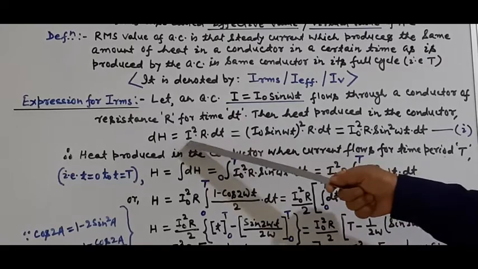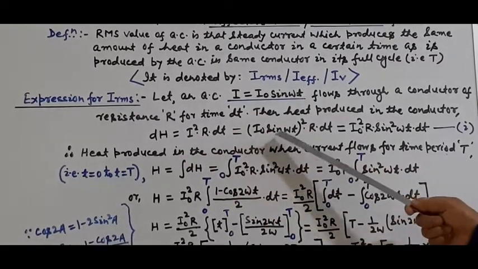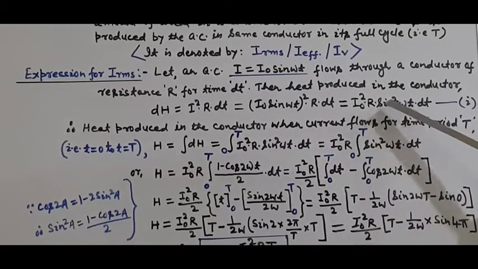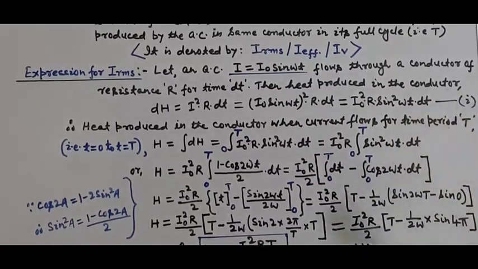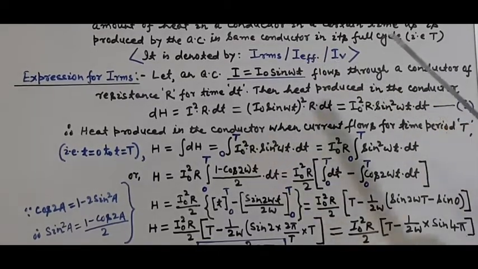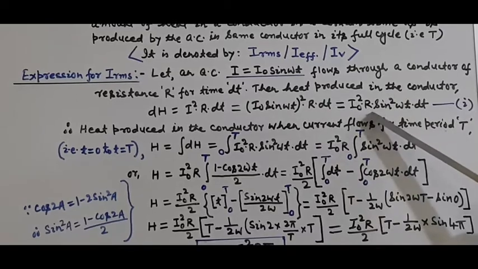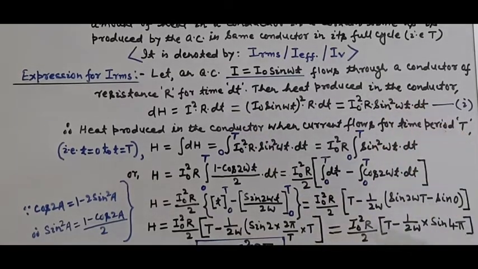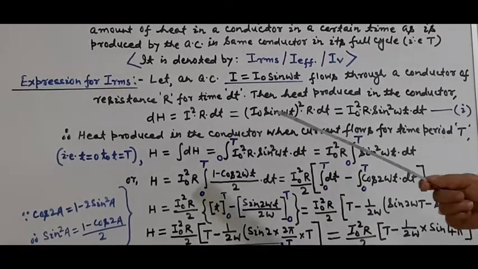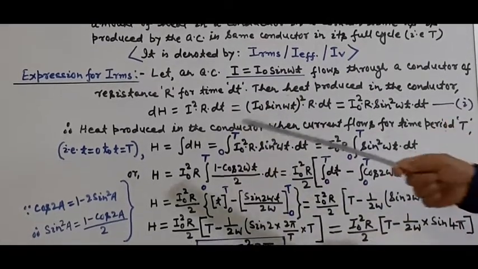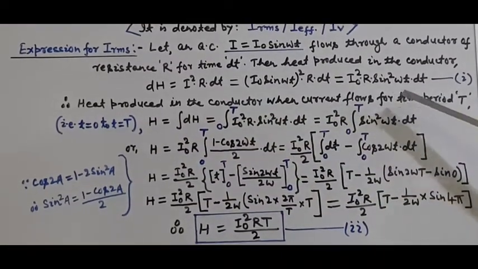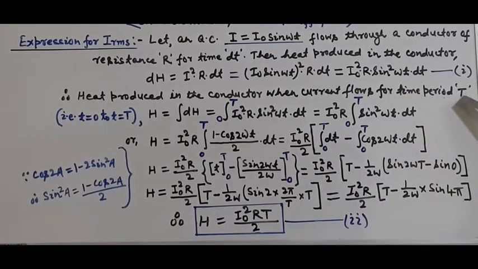Here, in place of I, we'll put I naught sin omega t, so dH equals I naught sin omega t square R dt, and now it becomes I naught square R sin square omega t dt. This expression 1 gives the value of a small heat produced in a conductor of resistance R in short time dt by the alternating current. So what is the total heat produced in the full cycle? It means the heat produced in the conductor when current flows for time period T. Time period T means its full cycle.